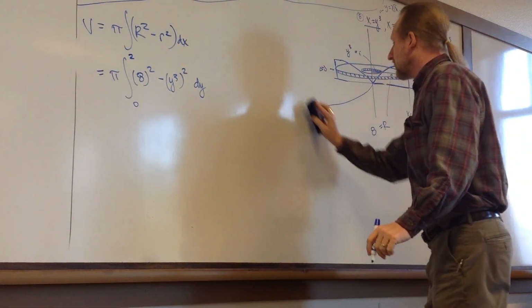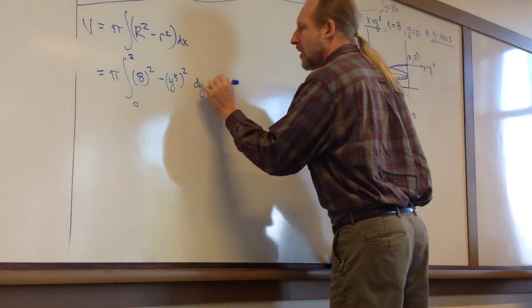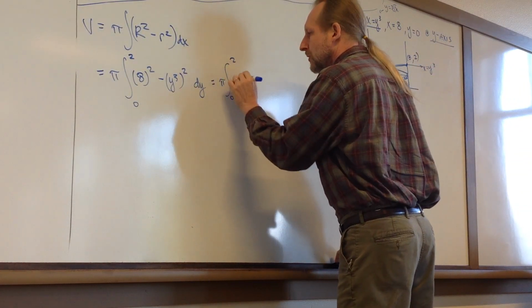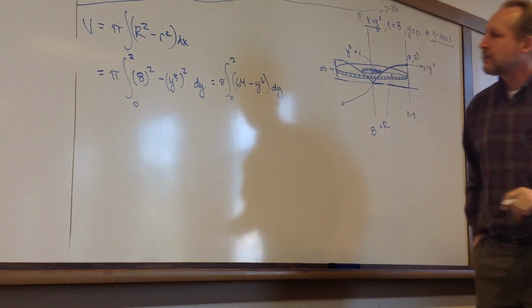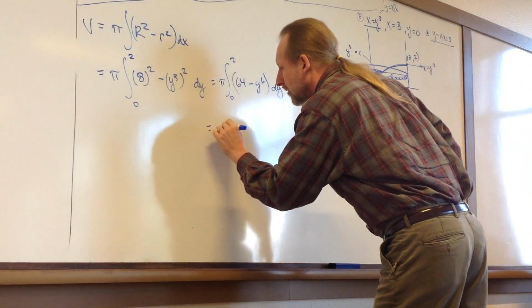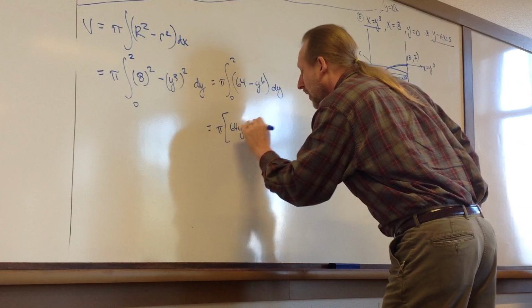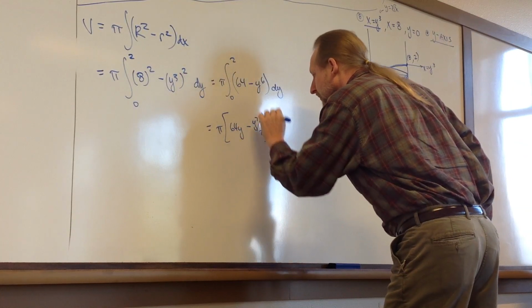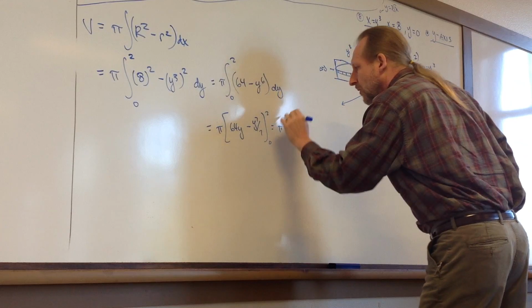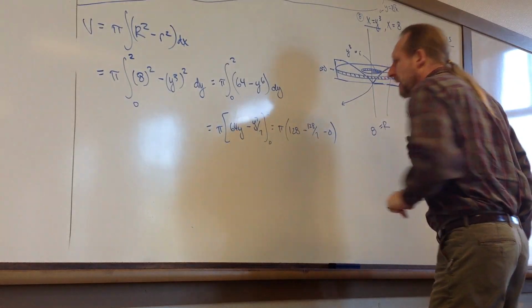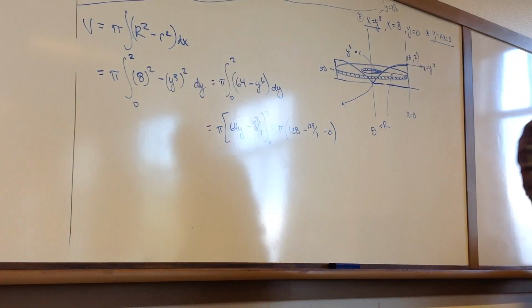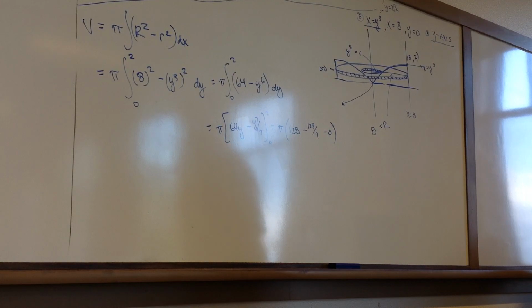Okay, so let's go in and do a little bit of algebra here. 0 to 2, 64 minus y to the 6th dy. So there's our integral. And so this will be 64y minus y to the 7th over 7 from 0 to 2. So that'll be 128 minus 128 over 7, and then minus 0. And let's see, what does that calculate out to? That comes out to be 768 pi over 7.